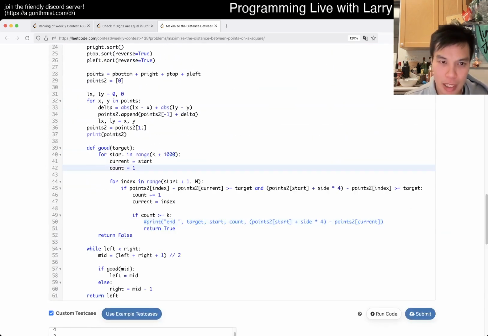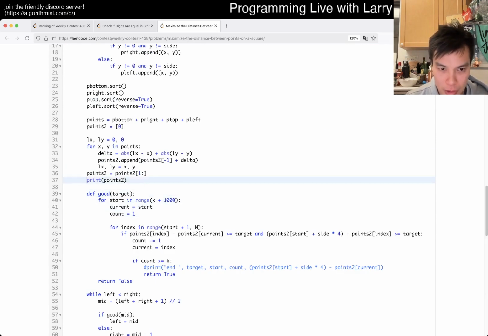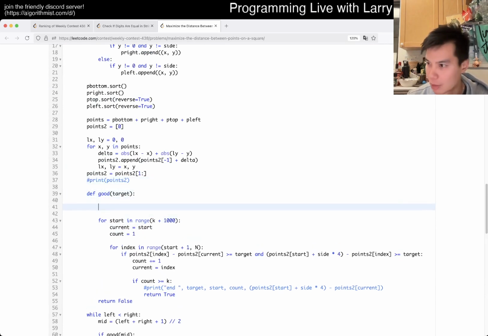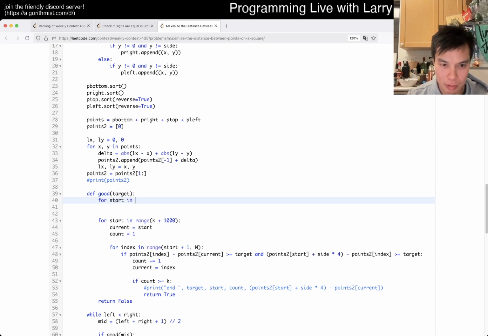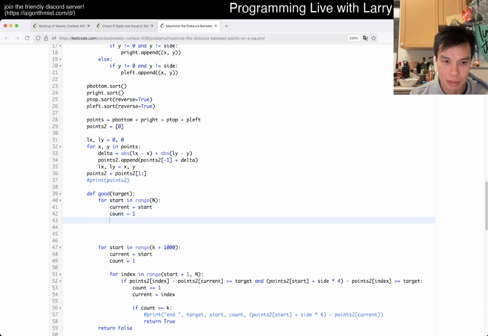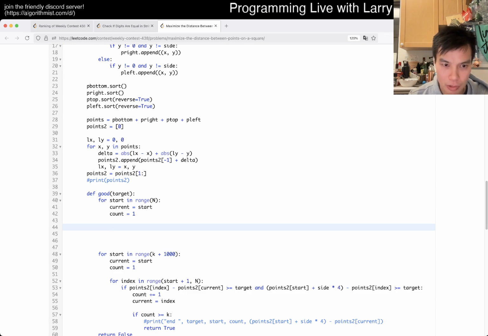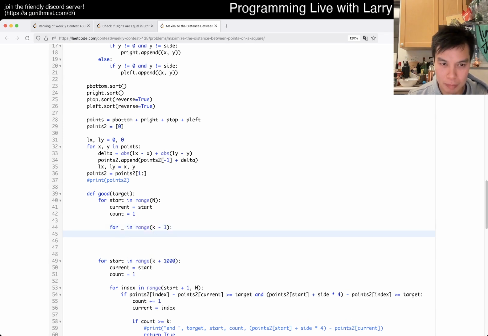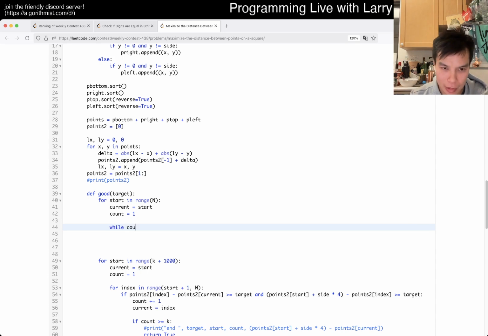What we want to do is now we want to binary search. So that means that, okay, for start in range of n, current is equal to start, count is equal to 1, and then we just binary search, right? So maybe k minus 1. Or maybe just while count is less than k, right?